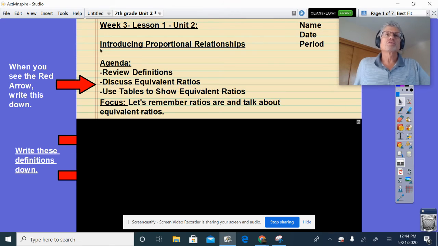But I always want you to write down the lesson name, and lesson number would be helpful, name, date, and period. And then the agenda. We're going to be reviewing definitions, discussing equivalent ratios, and using tables to show equivalent ratios. And this really ties into the next steps when we start talking about proportional relationships. And then the focus is let's remember what ratios are and talk about equivalent ratios.